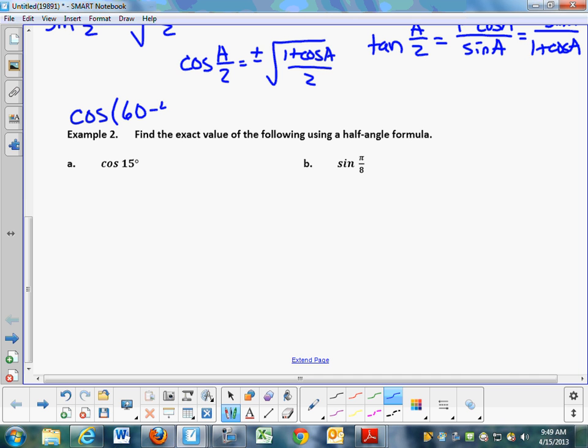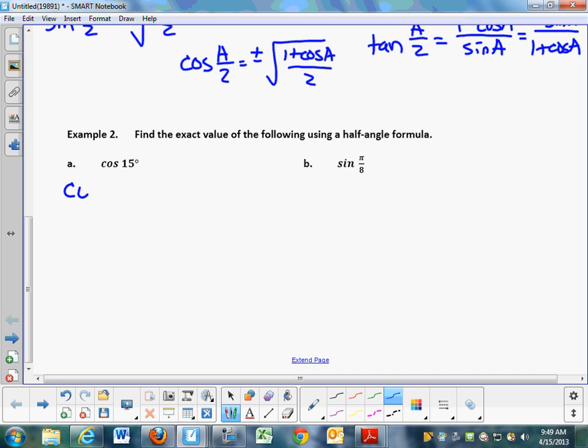Cosine of 60 minus 45. Do you remember that? Well, okay, so when you get to your test, if I say just find it, then you can use whichever formula you want. If I say find using a half angle formula, then you got to use the half angle formula. There are certain ones that you want to use a half angle formula on, as opposed to like the next one, you wouldn't use a sum or difference formula.